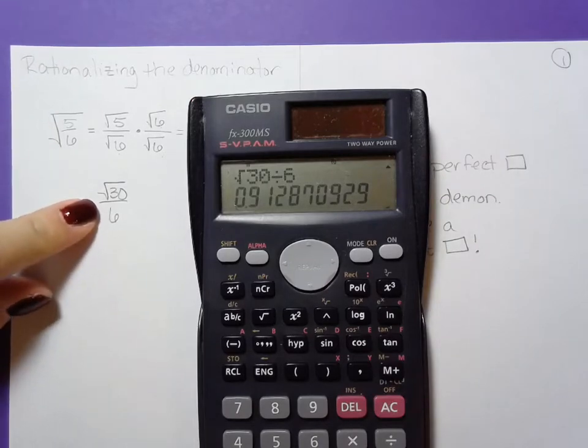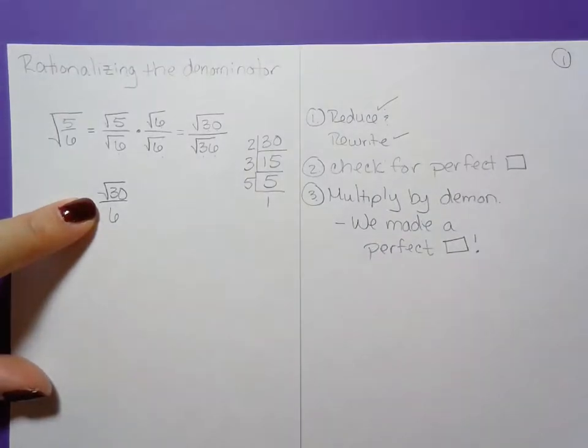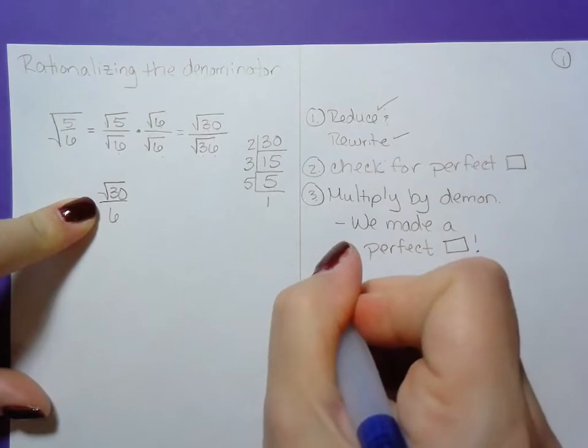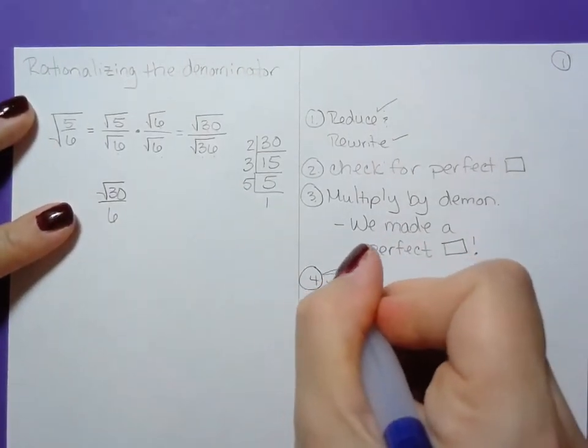This is simply the simplified and allowed version of that without a fraction inside the radical, without a radical in the denominator. We've simplified the square root of 5 over 6.